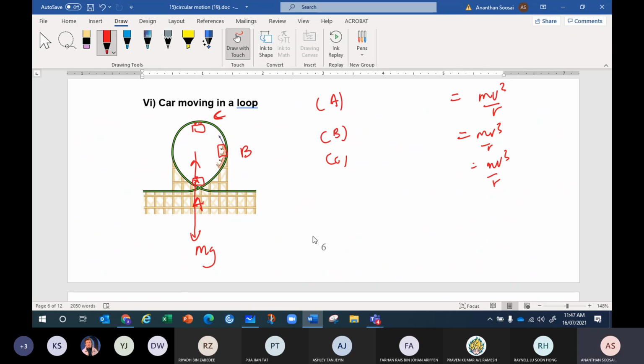What force is pushing you up? When you press the ground. So what force is acting up? Normal force. Yes, good. The normal force acting up. Okay, thanks. Normal force acting up.